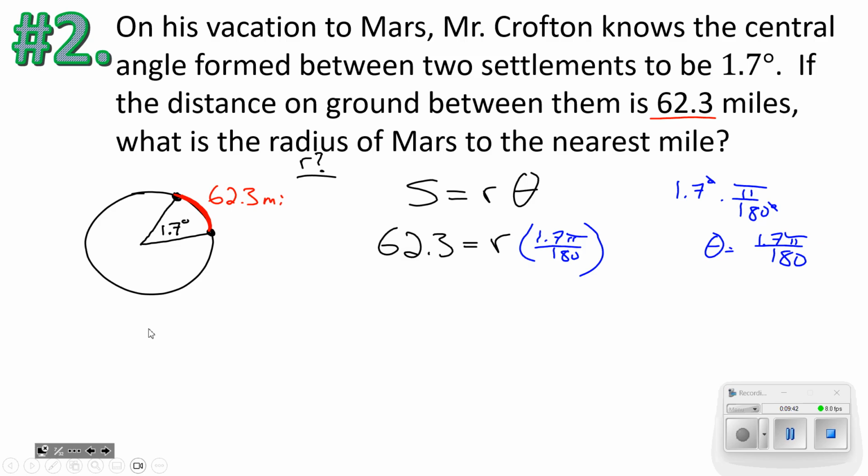Then in solving it out, you can either divide by that very small radian value that I get, or you can multiply by the reciprocal. But a key thing to remember is calculator skills. Put your 1.7 pi in parentheses. Make sure you keep that together. Your final answer to the nearest mile is 2,100 miles.